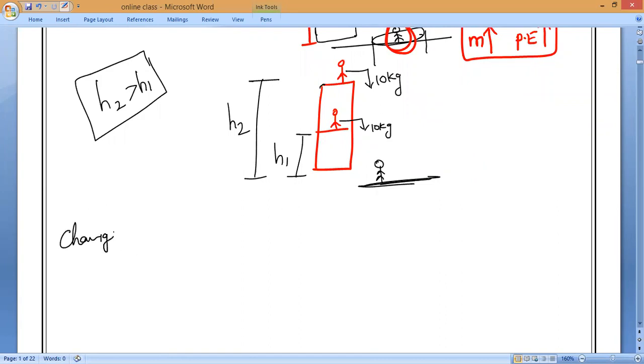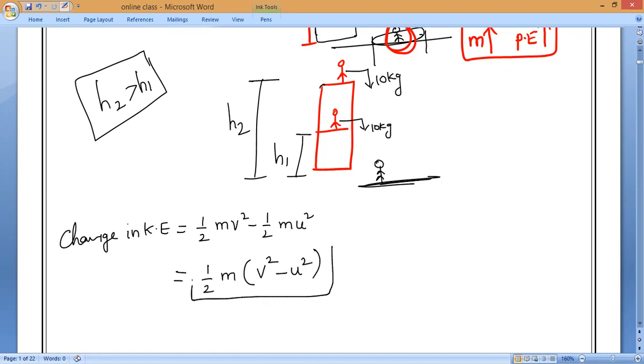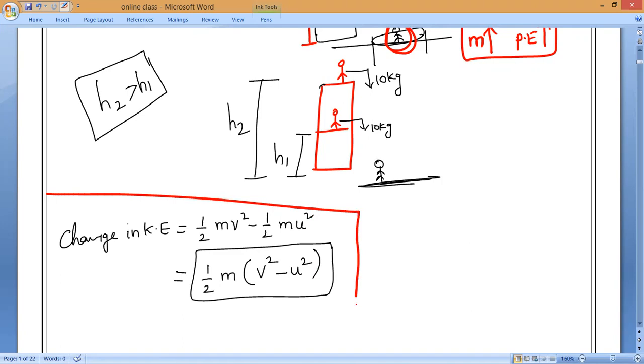What is the theorem? Work energy theorem. Change in kinetic energy, formula please: half mv square minus half mu square. Now I will modify this somehow. Observe very carefully. Something is common. Can I take it out? What is common? Half into m. So half m into (v square minus u square). This is also called the work energy theorem. That is what you can remember.